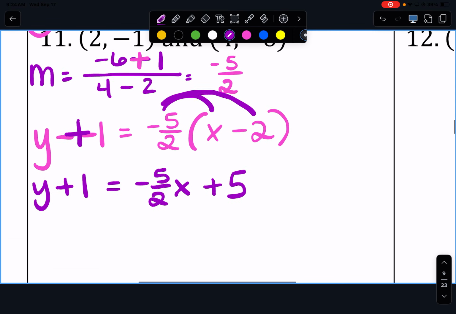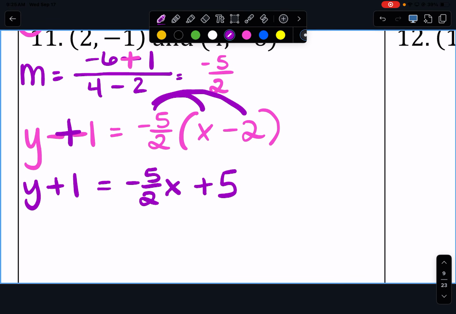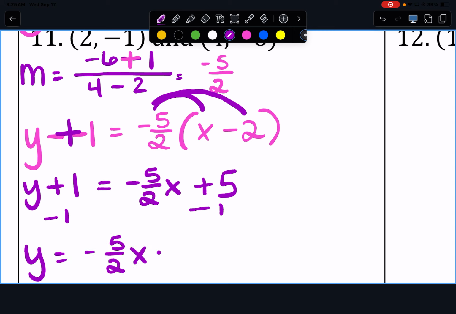So let's look at finishing this problem. So how do I finish from here? Minus 1. So we get Y equals negative 5/2 X plus 4. Plus 4, because 5 minus 1.